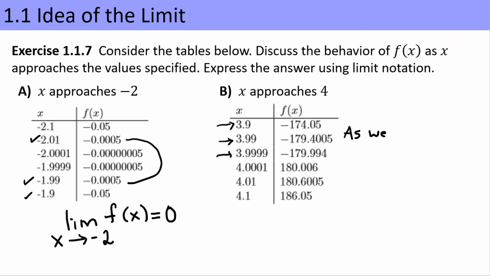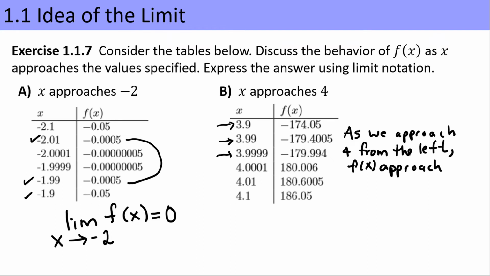As we approach 4 from the left, the function f of x appears to approach negative 180. Now let's look at what happens as we approach 4 from the right.